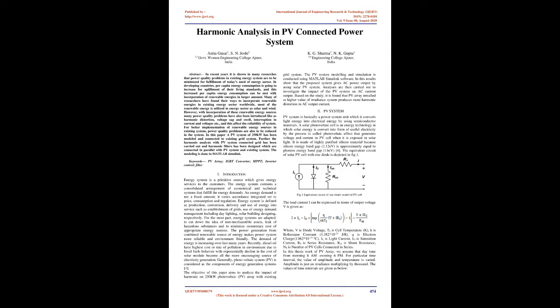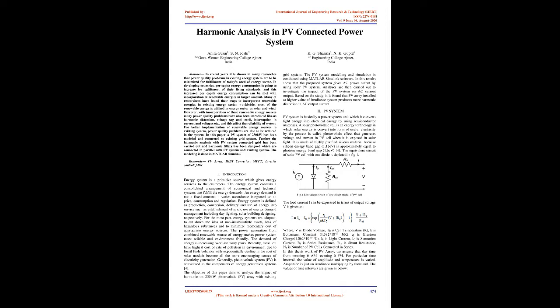Generally, photovoltaic system, PV, is considered as the component of energy generation systems. The objective of this paper is to analyze the impact of harmonic on 250 kilowatts photovoltaic, PV, array with existing grid system. The PV system modeling and simulation is conducted using MATLAB Simulink software. The results show that the proposed system gives AC power output by using solar PV system. Analyses are then carried out to investigate the impact of the PV system on AC current output. Based on the study, it is found that PV array installed at higher value of irradiance produces more harmonic distortion in AC output current.